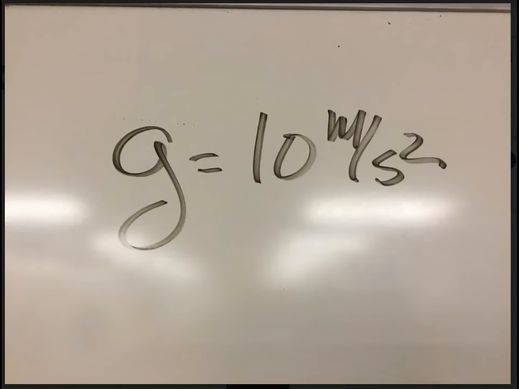For these problems, assume that gravity is 10 meters per second squared to make your math easy, so you can spend your time focusing on concepts rather than the 0.2 difference between 10 and 9.8. So this is something they used to do in AP tests all the time. We will continue using that for these questions.